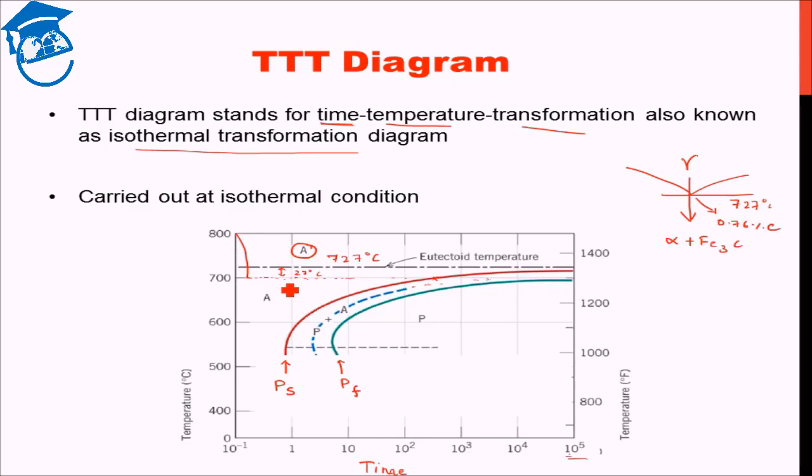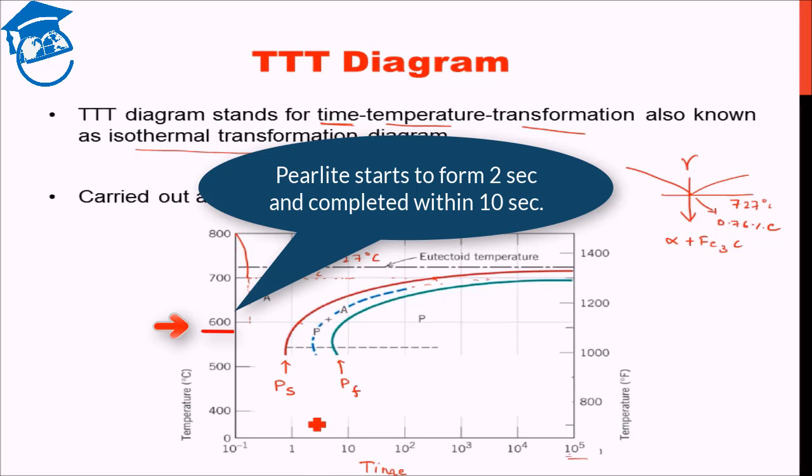Now alternatively, let's think that we take it down to 600 degrees Celsius. Then pearlite starts forming at about 2 seconds. And pearlite is completely formed, 100% pearlite is formed, before 10 seconds. Okay?